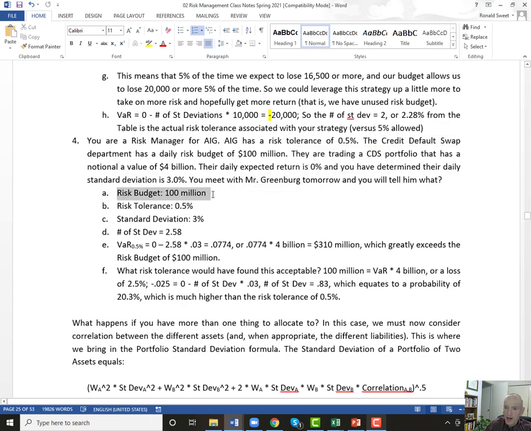So your risk budget's $100 million. Your risk tolerance is 0.5%, 3 standard deviations. So we're using 2.58 standard deviations. Our standard deviation is 3%. Our number of standard deviations is 2.58. Again, I used to tease the accountants that would call me for these numbers because they would mix these two things up. They say, what's our standard deviation?